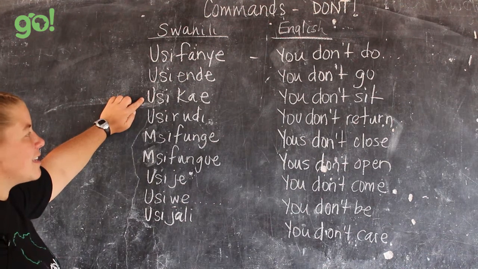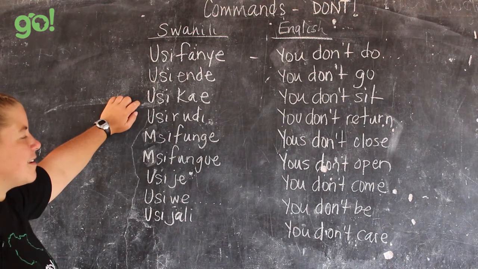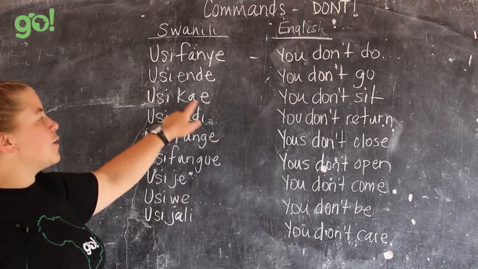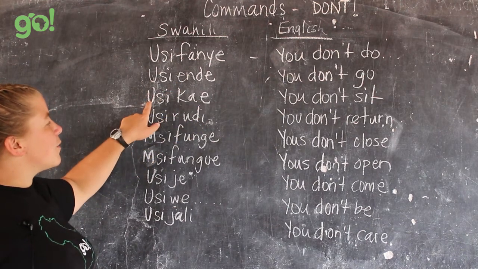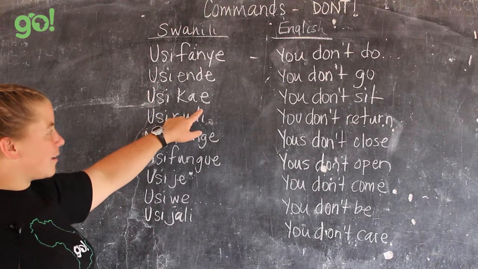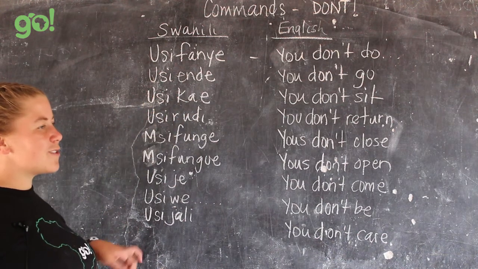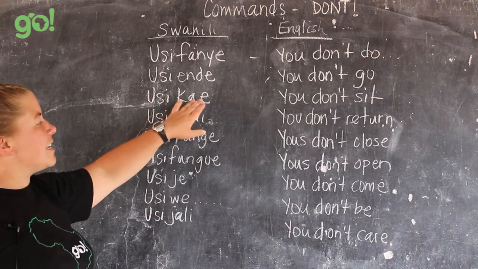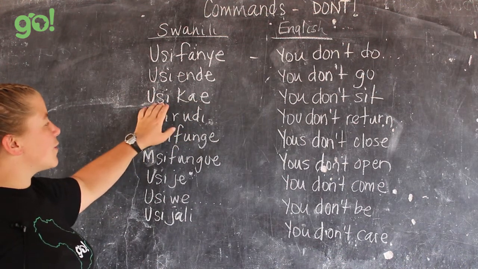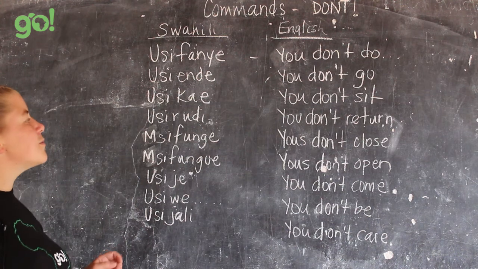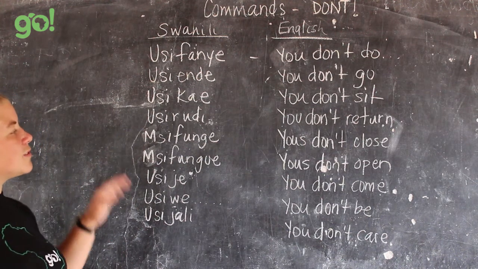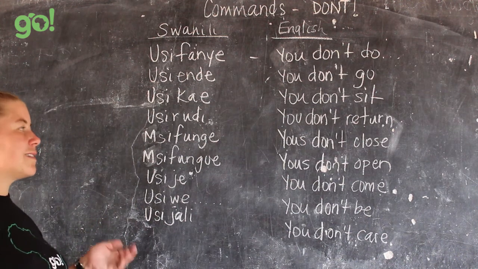Usikai. In this case, the verb was kaa, K-A-A. We took off the last A and we added an E. We get usikai. In this sense, kai becomes its own syllable, the A and E with the K together. So the emphasis is now going to be on the si. Usikai. You don't sit or you don't stay.